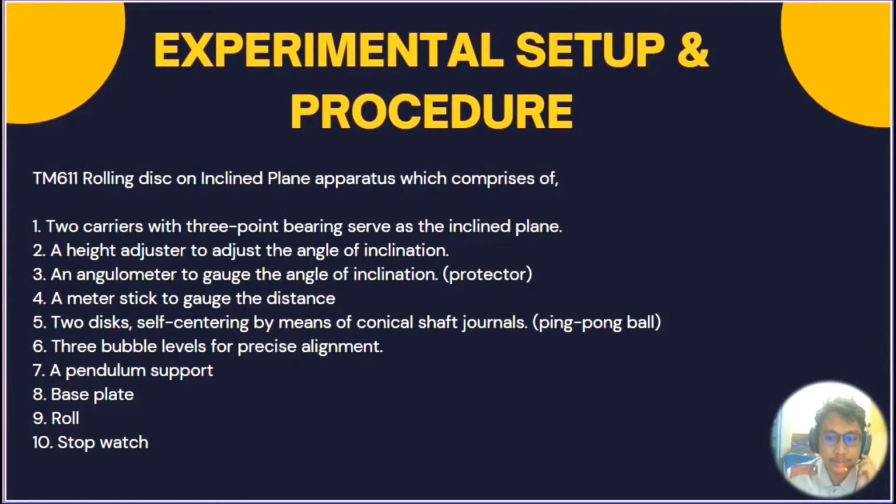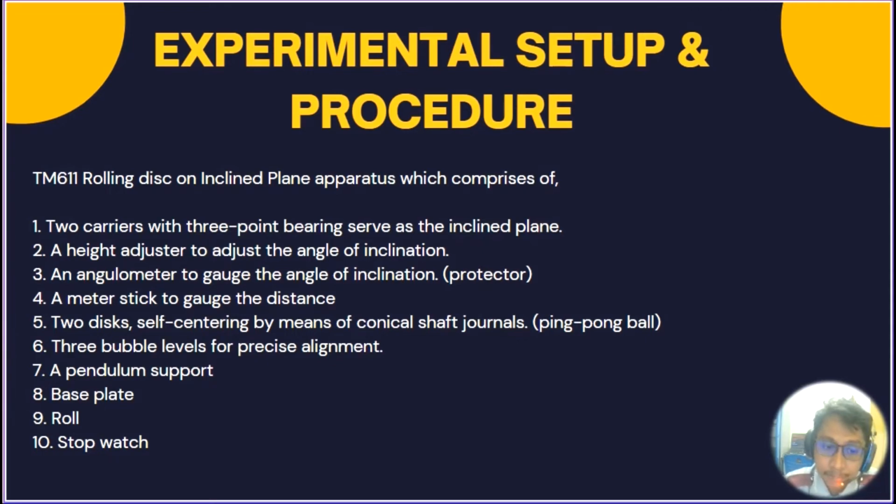My name is Muhammad Badr Amin Berazak, and my metric number is MA19082. Now we present the experimental setup and procedure. The TM611 rolling disc on inclined plane apparatus comprises: first, 2 carriers with 3-point bearings serving as the inclined plane. Second, a height adjuster to adjust the angle of inclination. Third, an angulometer to gauge the angle of inclination. At home we just use a protractor. Fourth, a meter stick to gauge the distance. We just use a ruler.